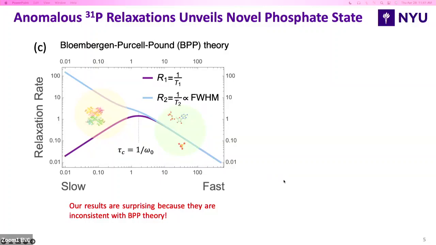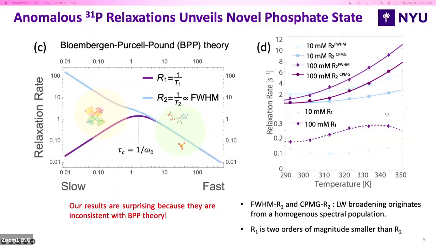Therefore, to further explore the nature of the underlying process, we measured the phosphorus NMR spin-spin relaxation R2 and the spin-lattice relaxation R1 for the orthophosphate solution with different concentrations at varying temperatures. And in this plot, we show both the line width derived R2 and the CPMG measured R2. Compared to the line width derived R2, the CPMG measured R2 allows us to assess whether this kind of line broadening is originating from inhomogeneous broadening.